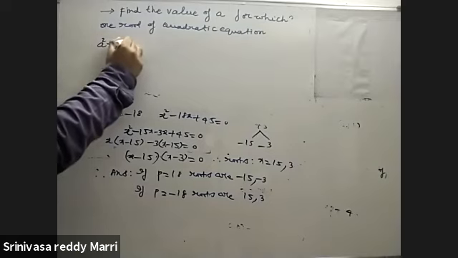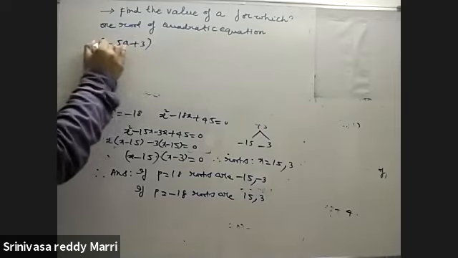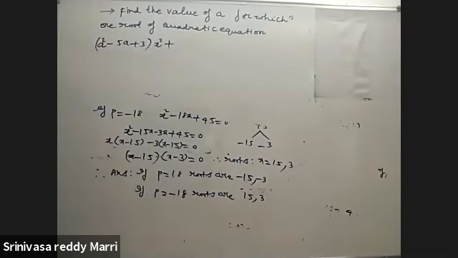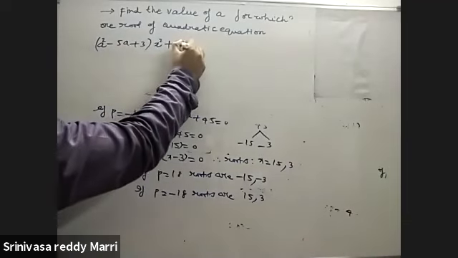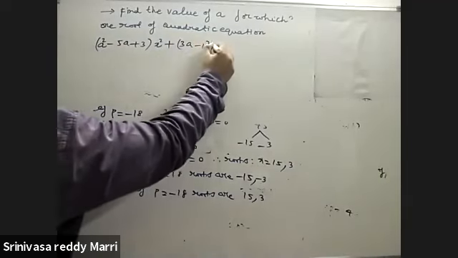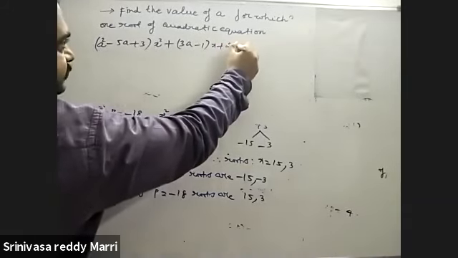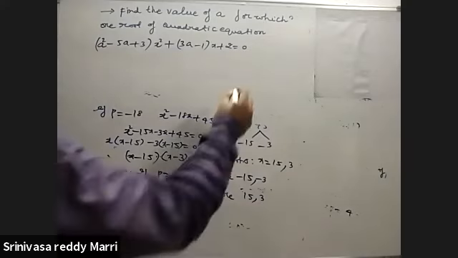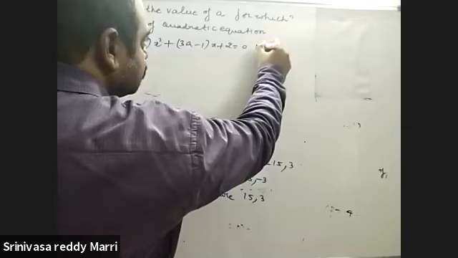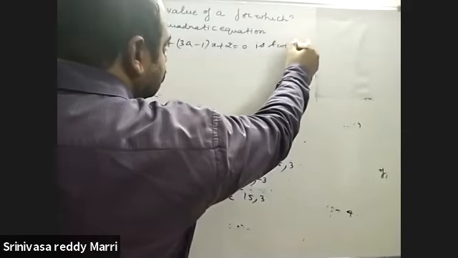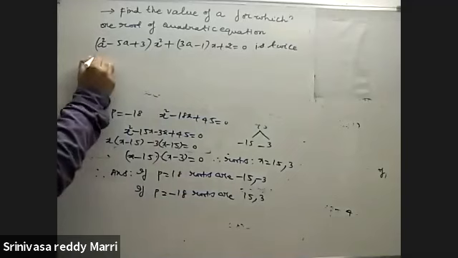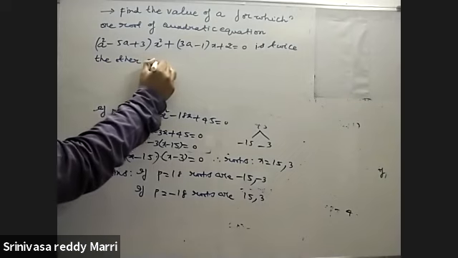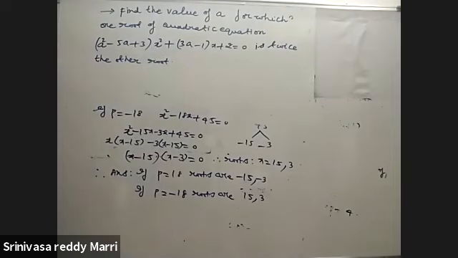(a square minus 5a plus 3) x square plus (3a minus 1) x plus 2 equal to 0 is twice the other root. Look at one more simple problem.